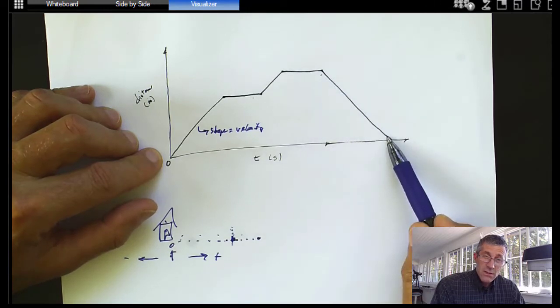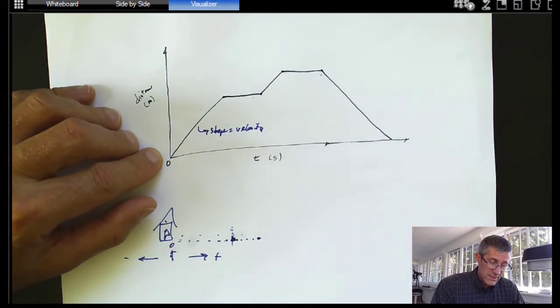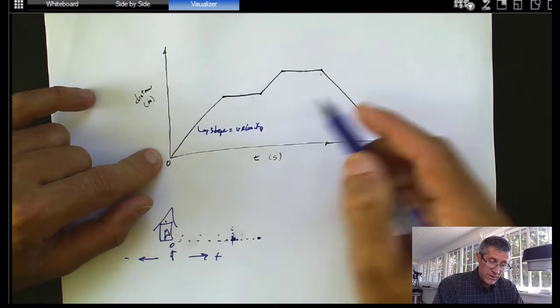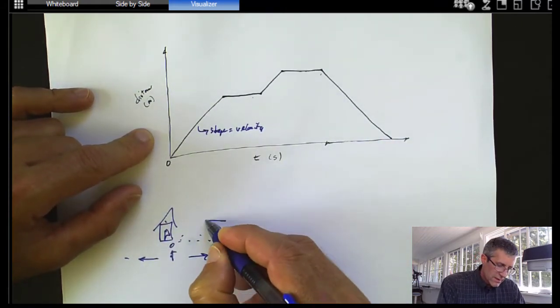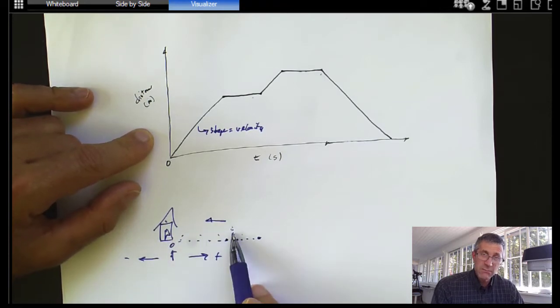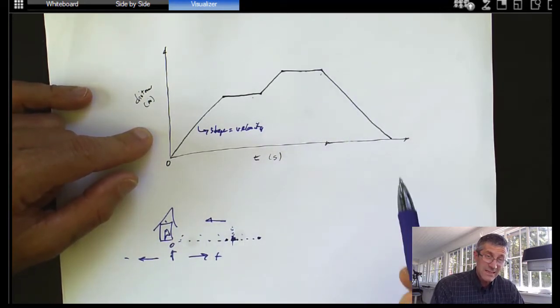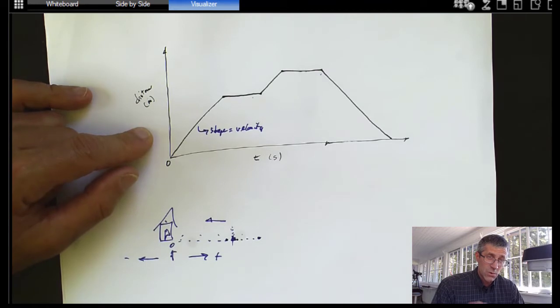When I return, I have a negative slope. So notice that my displacement is positive, right? I'm still on the positive side. Here's my house. I'm out here, but I'm moving in the opposite direction, right? So my displacement is positive and my velocity is negative. So signs don't have to match.